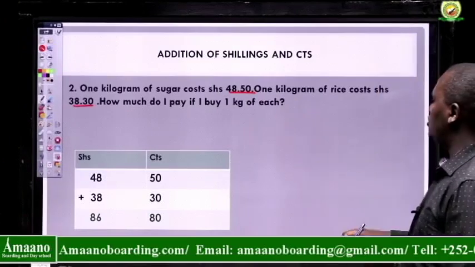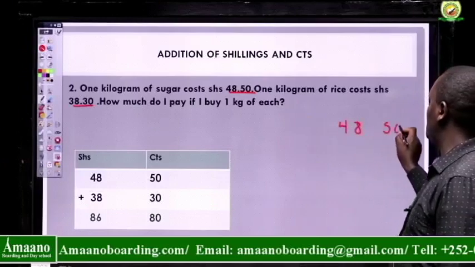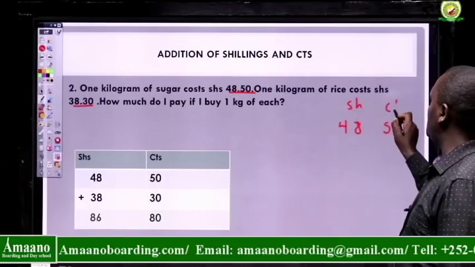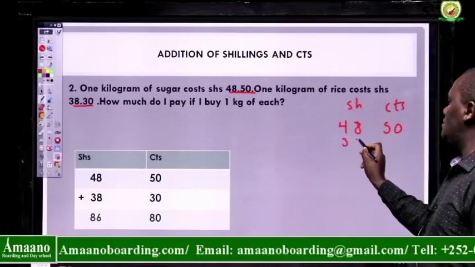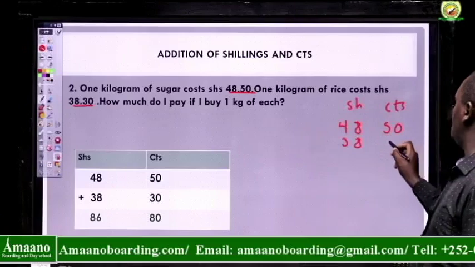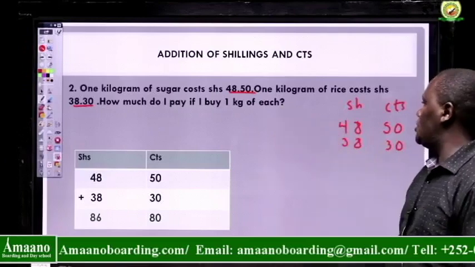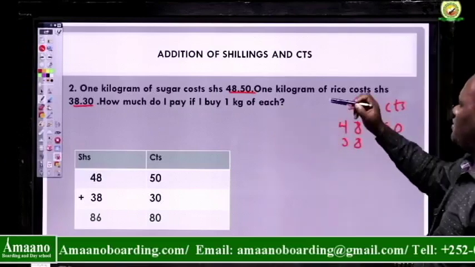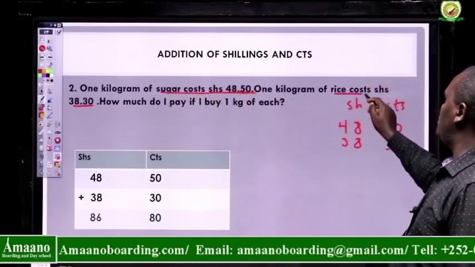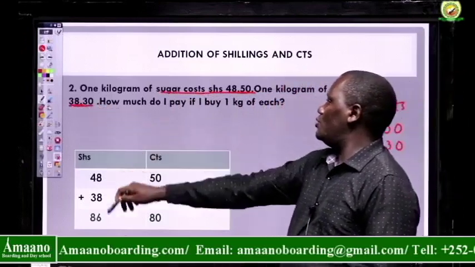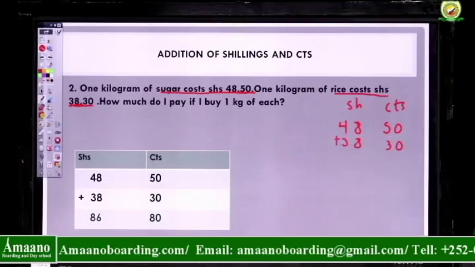First, we know sugar costs 48 shillings and 50 cents. So these are the shillings and these are the cents. Rice costs 38 shillings and 30 cents. How much will it cost if I buy one of each of these items? It means the cost of sugar plus the cost of this rice, 38 shillings and 30 cents. So I'm going to add there.